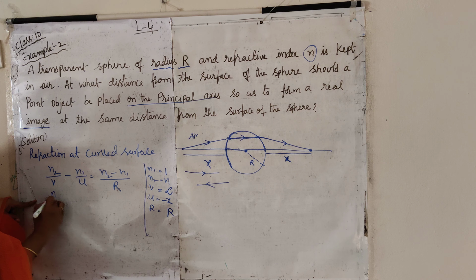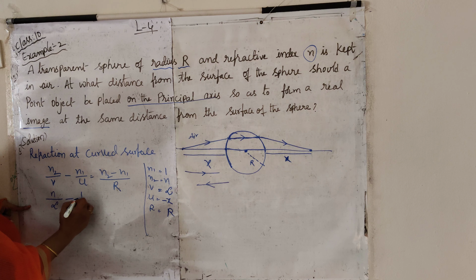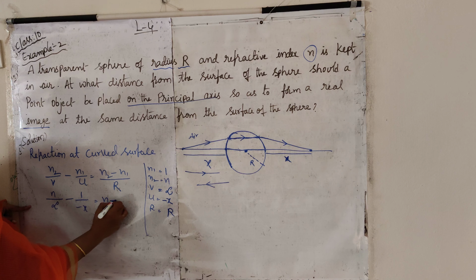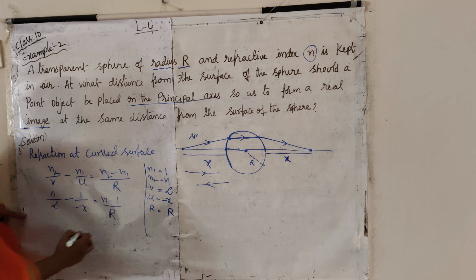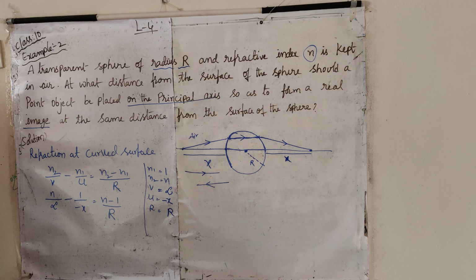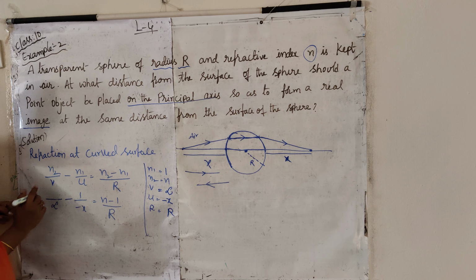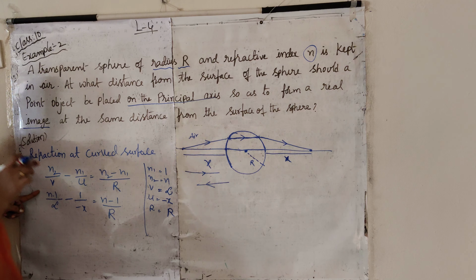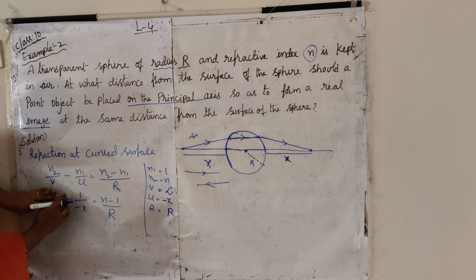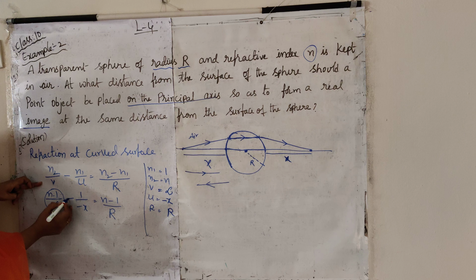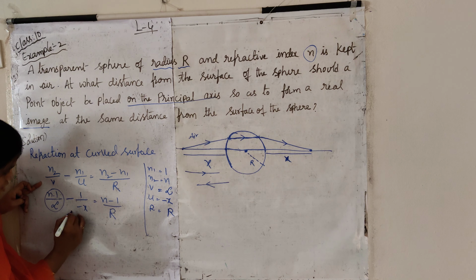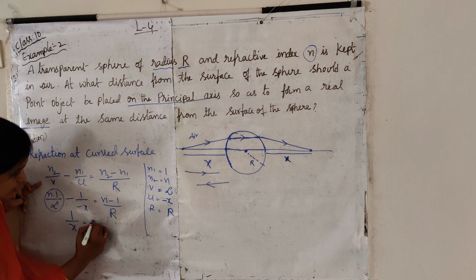Then we'll substitute in that. N2 means n by V. V means how much? Infinity, minus N1 by U, U means minus x, is equal to N2 minus N1, n minus 1 by R. Now this n by infinity, or otherwise we'll take it as n into 1 by infinity, both are same. So 1 by infinity it becomes 0. So this value becomes 0. When its value becomes 0, then minus into minus you will get plus. So you will get 1 by x is equal to n minus 1 by R.